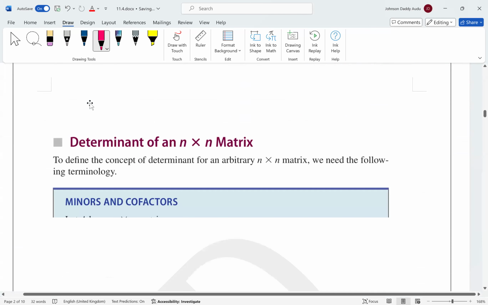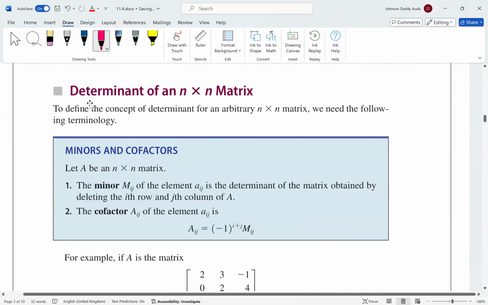Okay, so now let's move to the determinant of an n by n matrix. So for an n by n matrix, how do we find the determinant? All right. So for this one, we need to look at what we call the minor and the cofactors, the minor and cofactor.